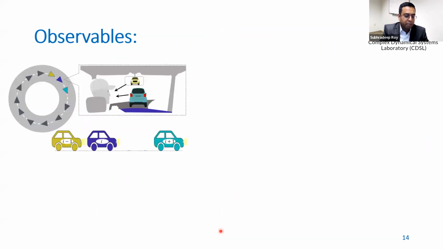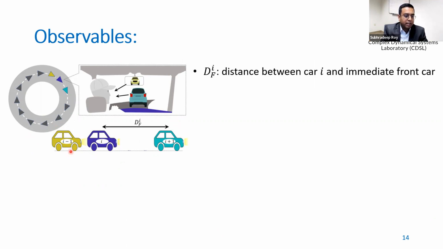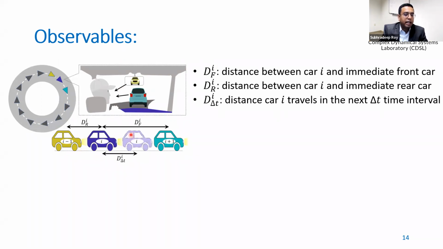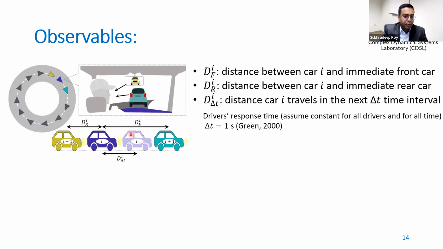So here is the schematic of the earlier experiment. From this data, I defined three observables. Let's say we have a target car i, and in front of it is i plus 1, and behind it is i minus 1. From the trajectory data, I defined three observables. The first one is the distance of car i from its immediate front car, which I call DIF. Then the distance of car i from its immediate rear car, DIR. And the distance car i travels in the next time interval delta t. Delta t here is similar to the driver's response time, and from a previous study it was found to be close to 1 second.